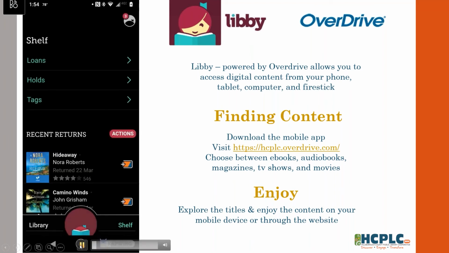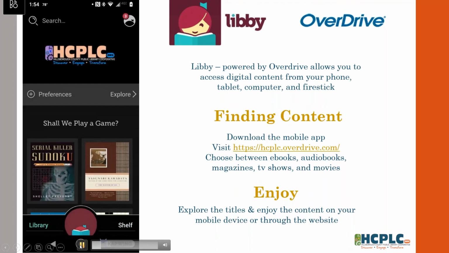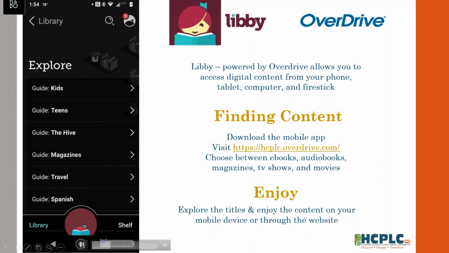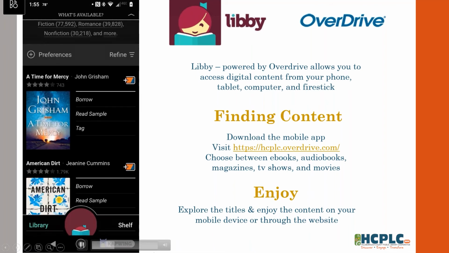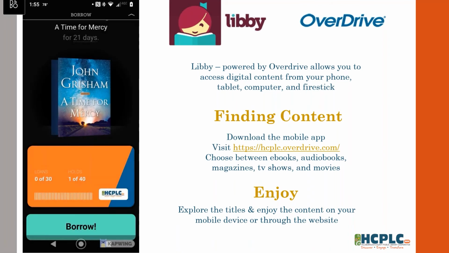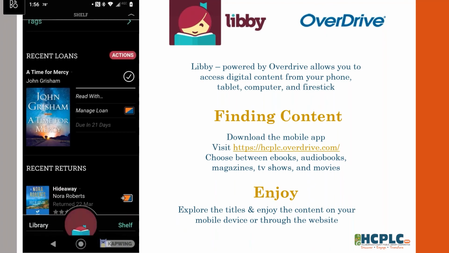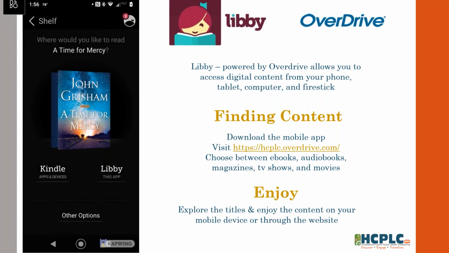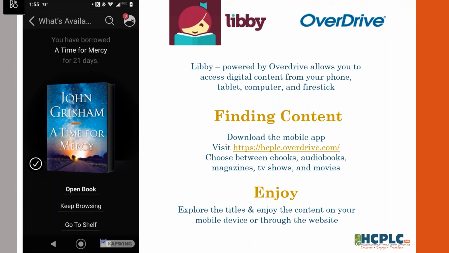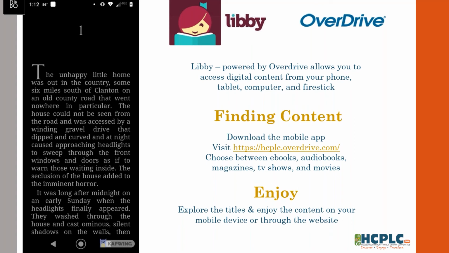So you go to the shelf and you see what you have, and then you can click on the left there where it says library, and you can explore different content by category and all that. Then when you see your book, you can go ahead and click on borrow, and then you go back over to your shelf, and it's going to ask you, this is an ebook, where do you want to read it? Do you want to read it in Kindle or through Libby? I chose Libby here. And then you can open your book and just start reading it right there in Libby.